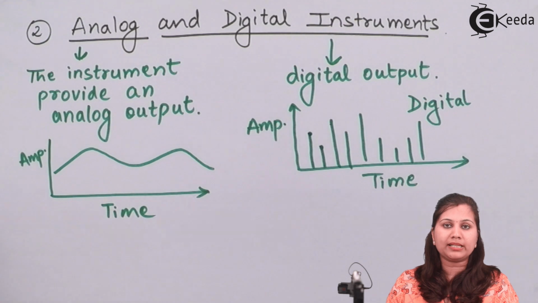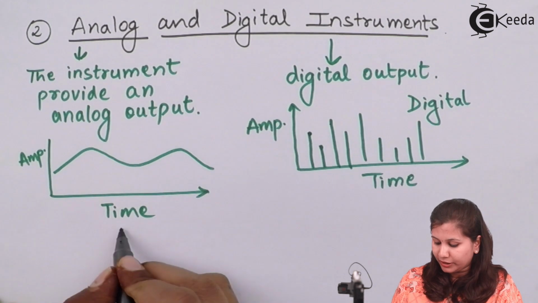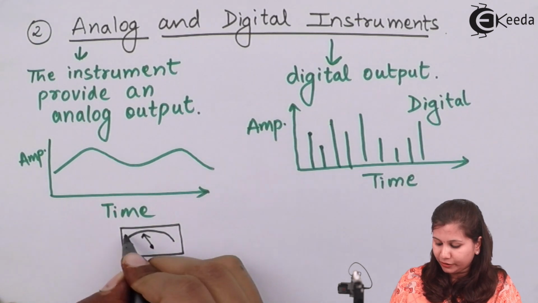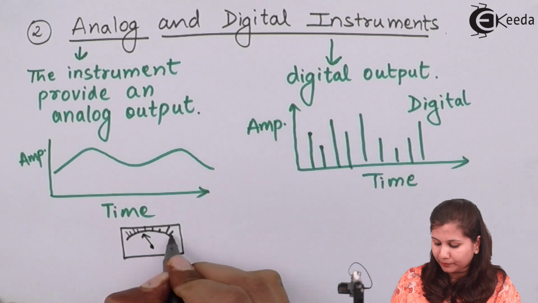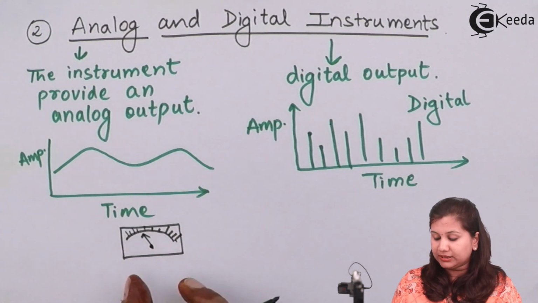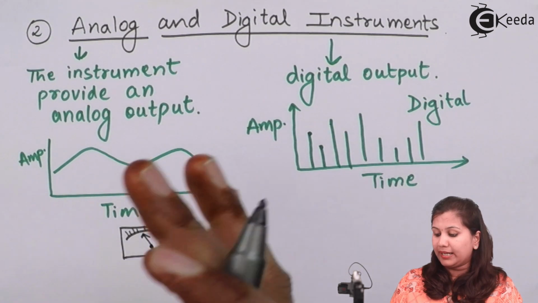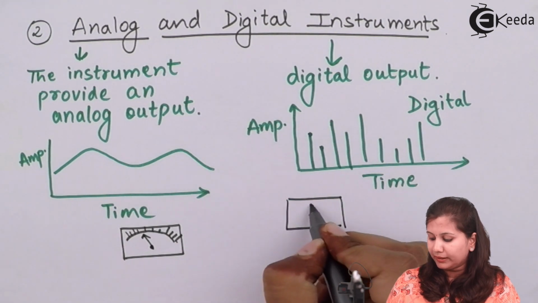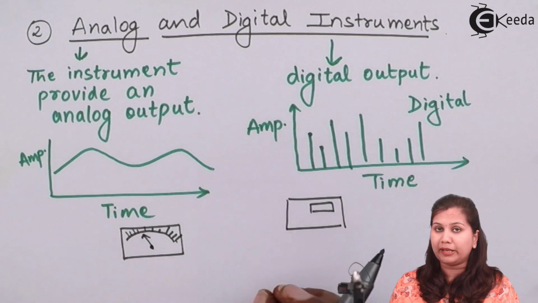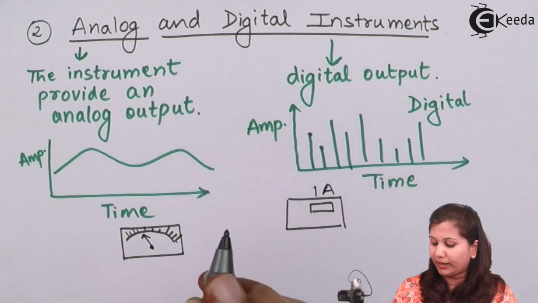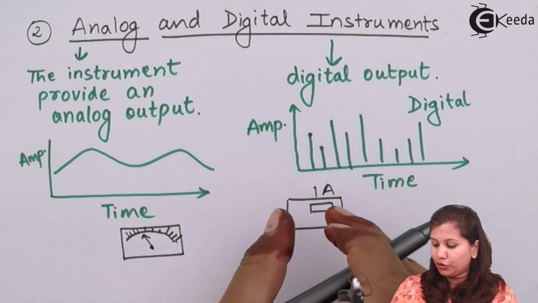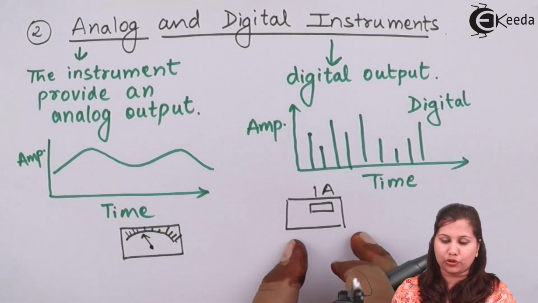Examples of analog instruments are the analog ammeter and analog voltmeter, in which we have a pointer, and this pointer is deflected over the scale. So these are the type of analog instruments. In digital instruments like the digital multimeter, we get the direct reading over the LCD. Like suppose if we are measuring the current, we will directly get the value 1 ampere on the screen of the digital multimeter. So these types of instruments are digital instruments.